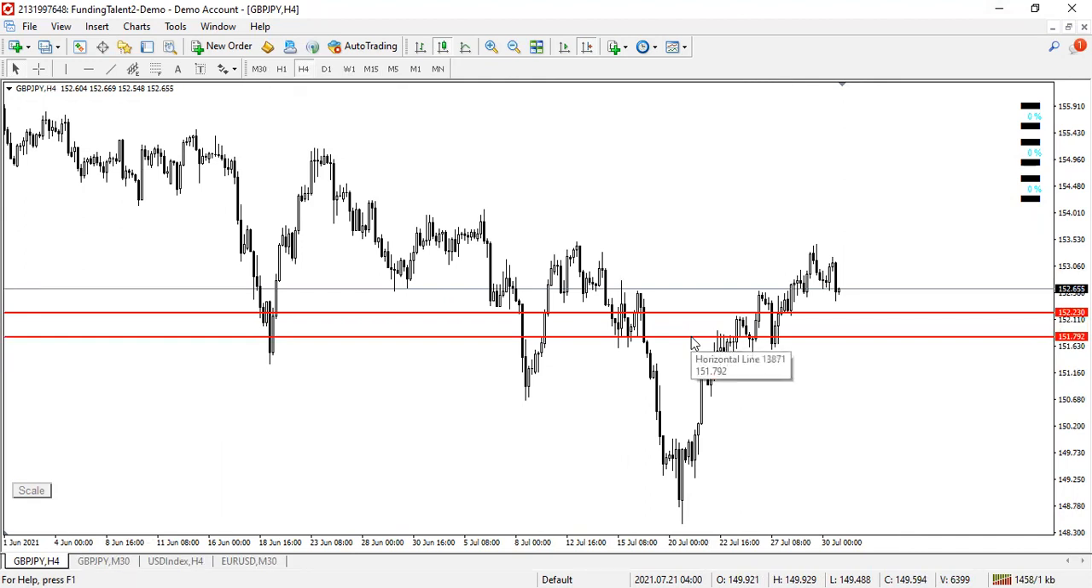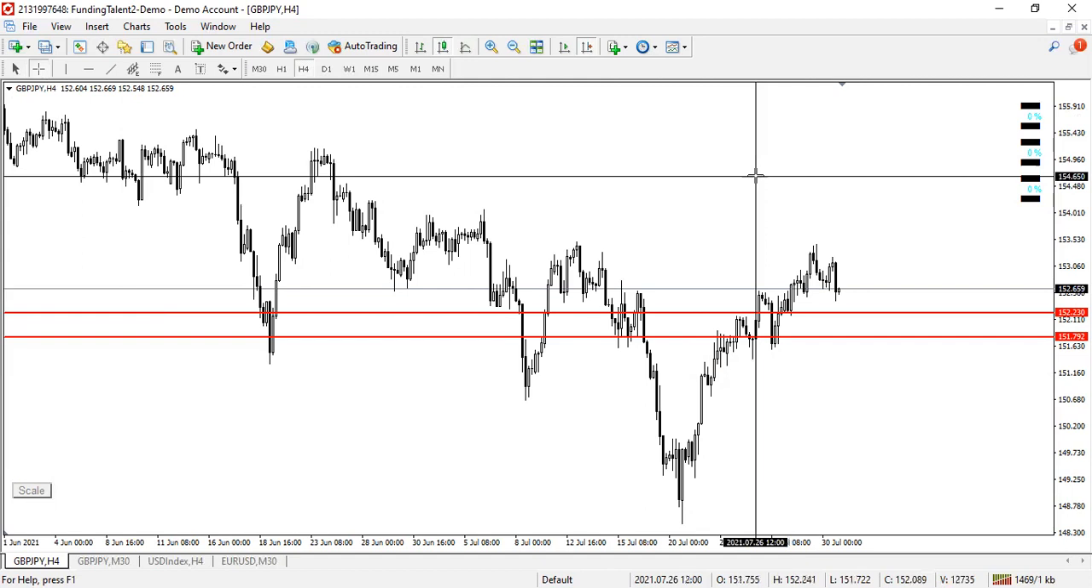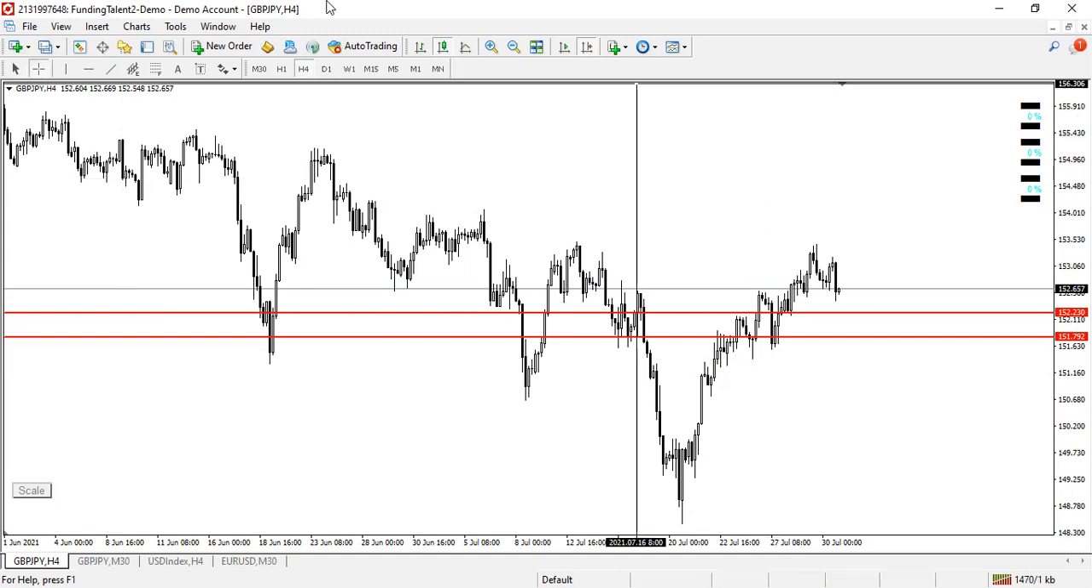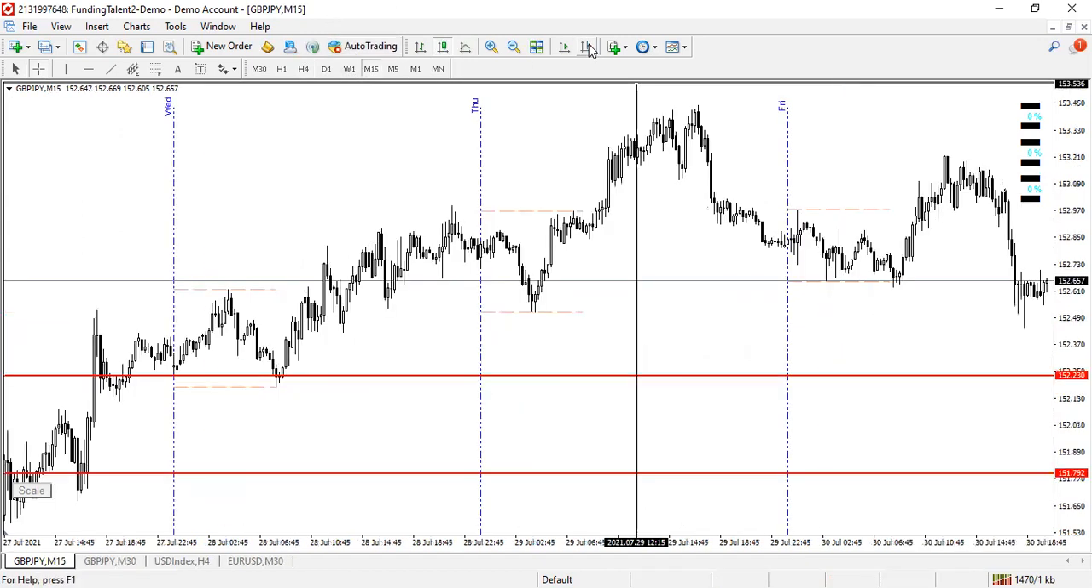What shall we do on the 27th? We will observe price as it approaches this zone. Okay, this is the 26th. These two zones. Okay, so let me go to the 15-minute time frame now.